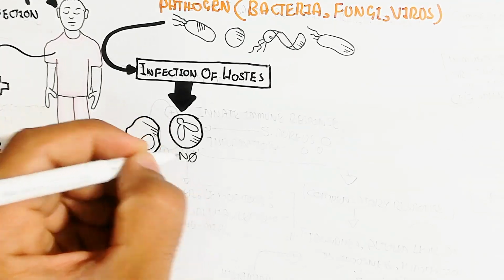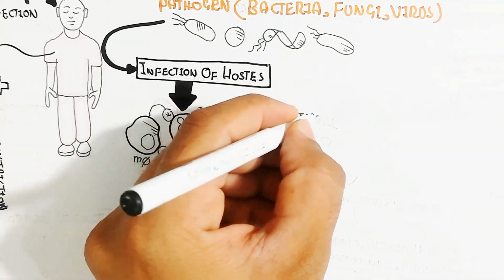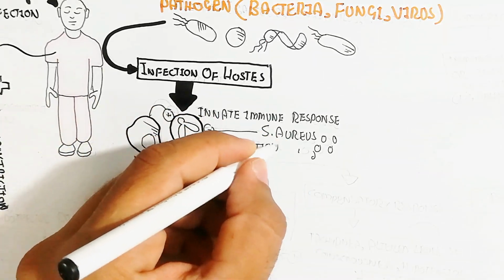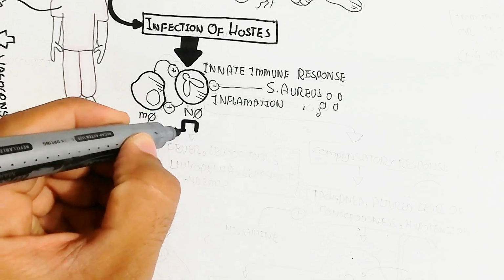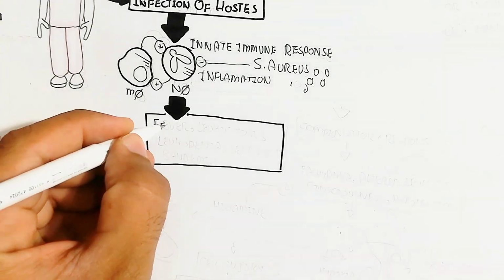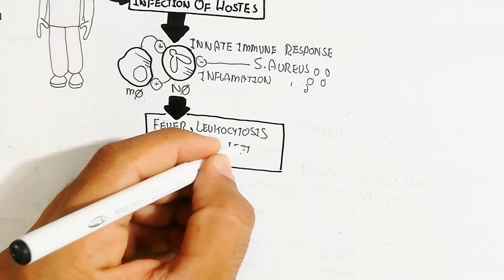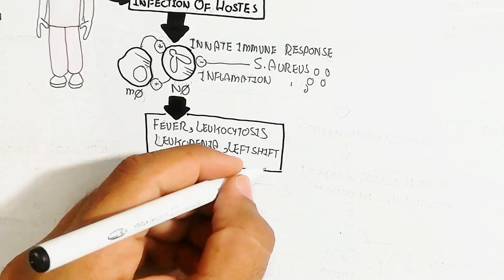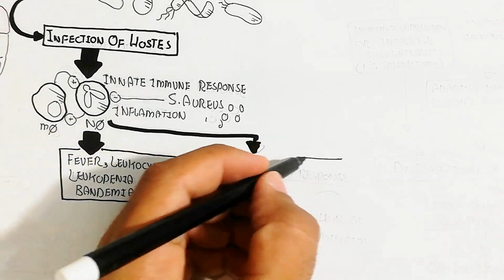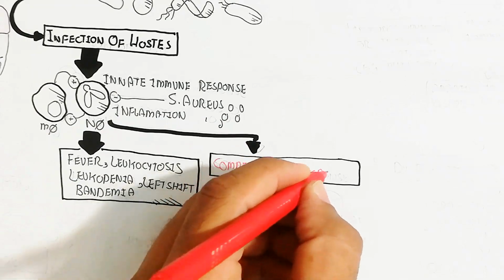Infection of the host will lead to an innate immune response, like neutrophil activation after engulfing the bacteria or virus. But Staphylococcus aureus bacteria will inhibit the neutrophil, and inflammation progress and macrophage recruitment will be inhibited if the neutrophil dies. So the fever, leukocytosis, leukopenia, left shift, and bandemia will occur due to the dysfunction and the inflammation progression.